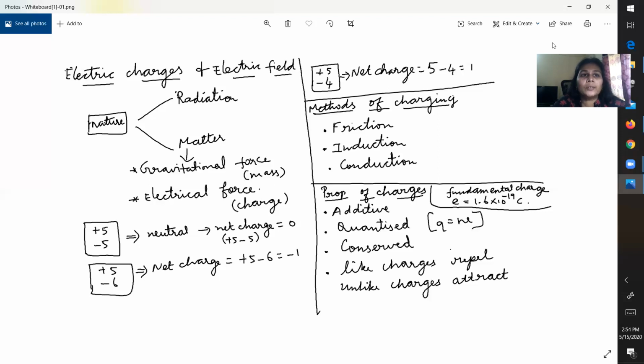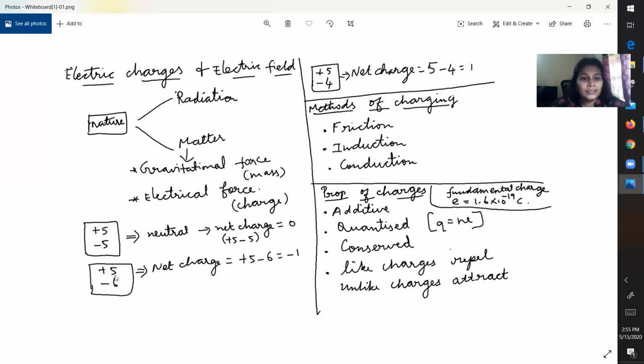Why? When we say electrical force is due to the charges, we mean the net charge present in the body. So what is the meaning of this net charge? See, you can see that on the screen. Let us see this body. It has plus 5 charges and minus 5 charges. So what is the net charge? Net charge is nothing but the sum of the charges. So the net charge is plus 5 minus 5, which is 0.